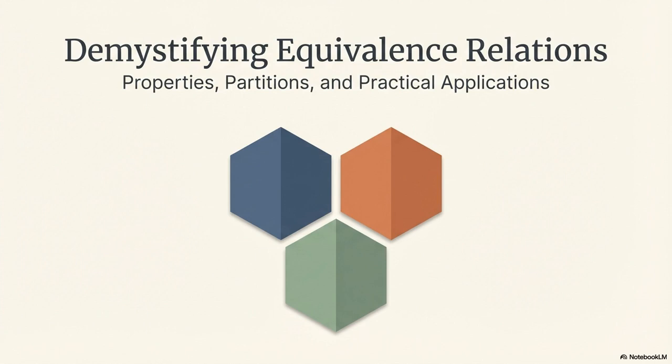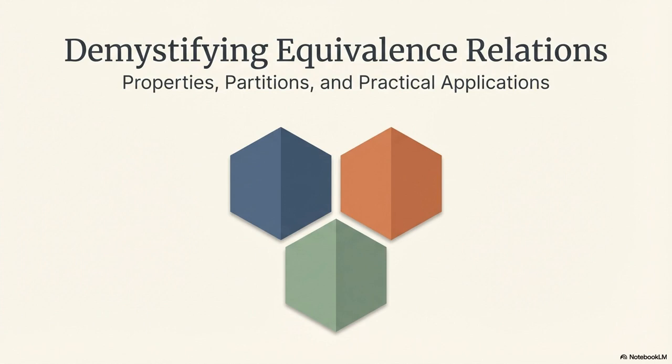The visual with three linked hexagons is intentional. Reflexive, symmetric, and transitive behavior work together as one integrated structure. As we proceed, keep one central question in mind. When can we say two objects are essentially the same for a specific purpose? Equivalence relations answer that question with mathematical precision.